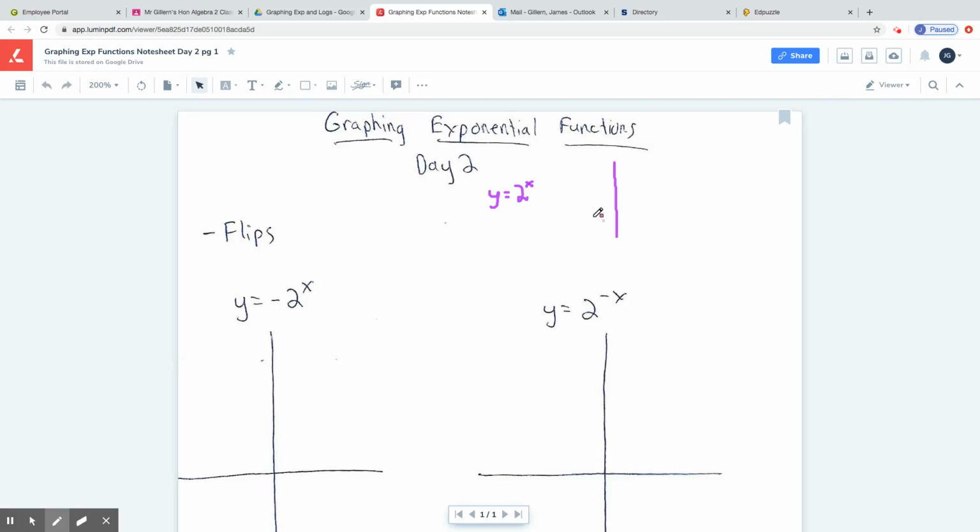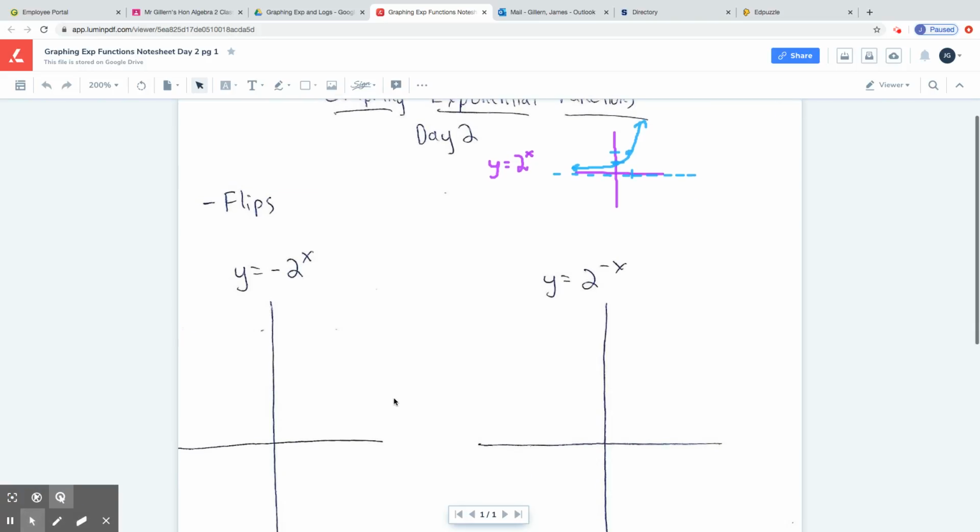Remember when we are graphing, we want to graph 2 points and put the asymptote. The basic shape has a horizontal asymptote at 0. All of them have a point at 0, 1, and in this case the other would be at 1, 2, because if I plugged in 1, I would get 2 there. Those are your 2 points. That is the basic shape of y equals 2 to the x.